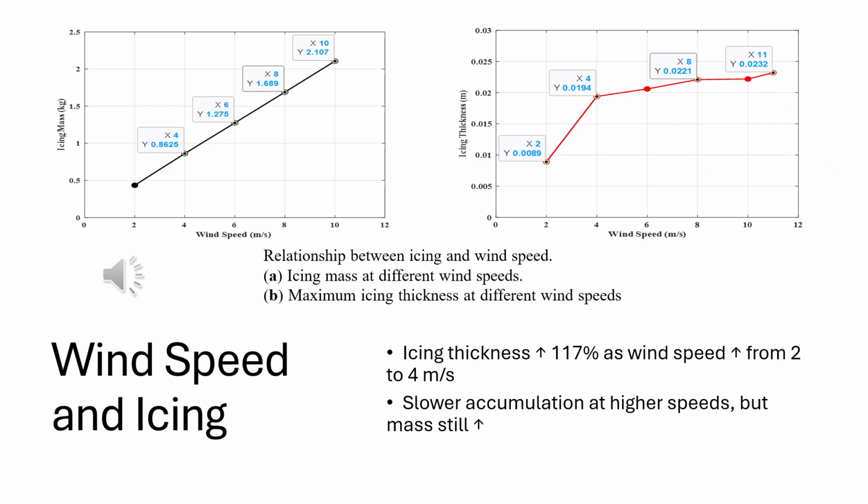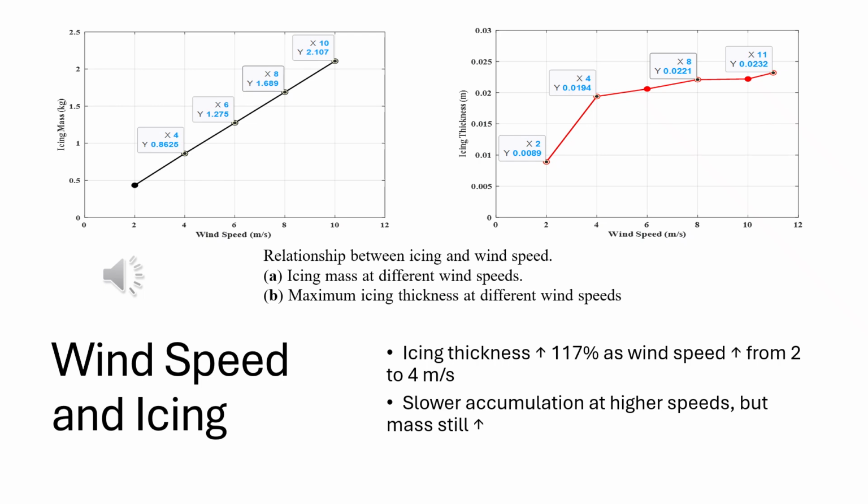Ice accumulation does not behave the same at all wind speeds. Interestingly, data shows that as wind speed increases from 2 to 4 meters per second, the icing thickness increases by about 117%. A dramatic jump with just a 2 meters per second change. However, beyond this point, although the mass of ice continues to increase, the rate of thickness growth slows down. This might seem counterintuitive, but it makes sense when we consider that at higher speed, the droplets may spread over a large surface area or bounce off before freezing.